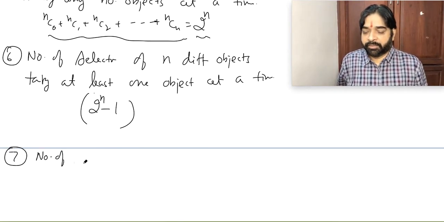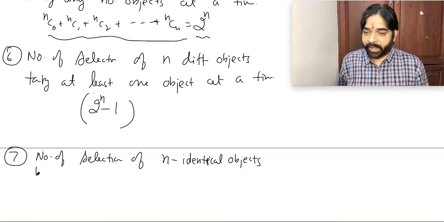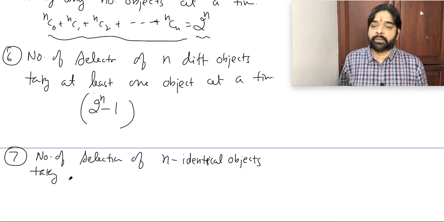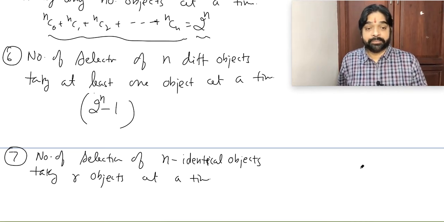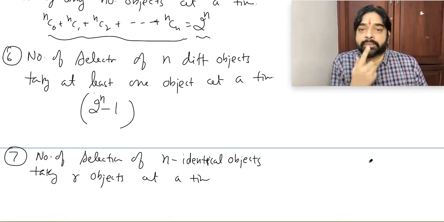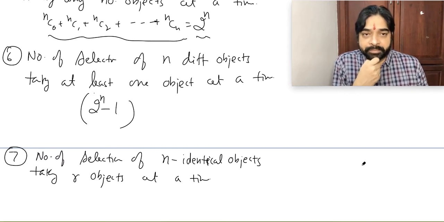Number of selections of n identical objects, taking r objects at a time. At a time. Think. What will be the answer? N identical objects taking r objects at a time.